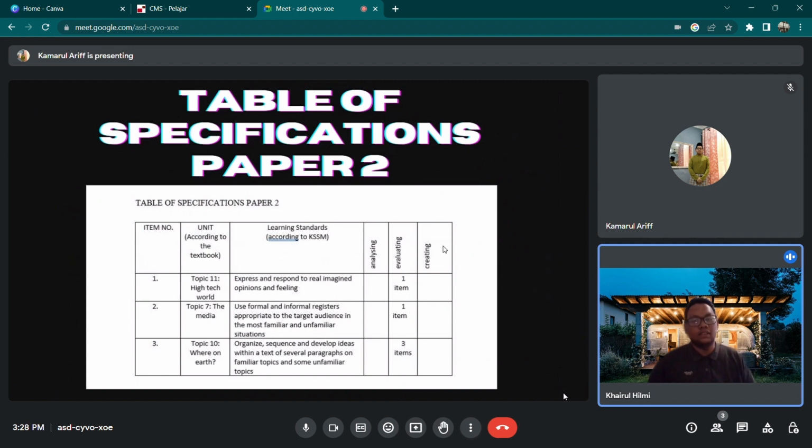So this is the test table for paper 2. So we choose the topic that is suitable for students to write an essay. So next.